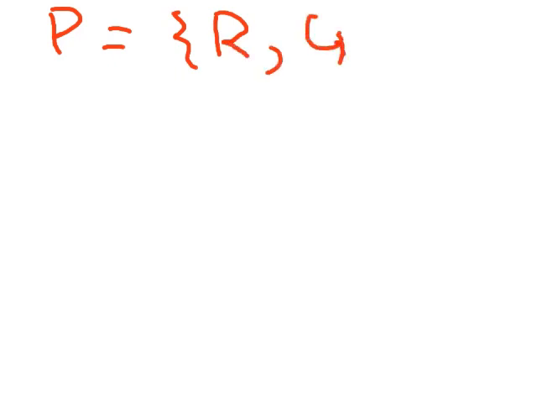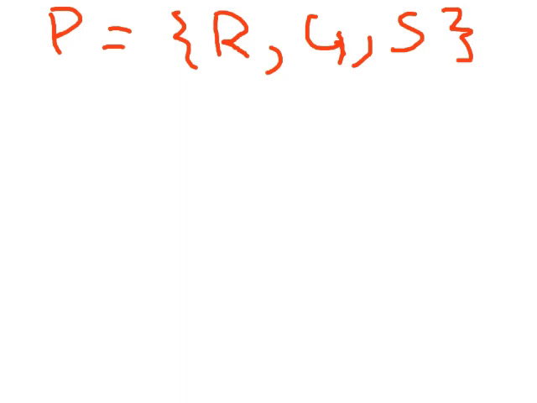Today we're going to take a quick look at the presidential race. Here's a small set of potential presidential candidates. P equals R for Romney, G for Gingrich, and S for Santorum. So we're going to say, which one of these candidates are going to hold their promises?